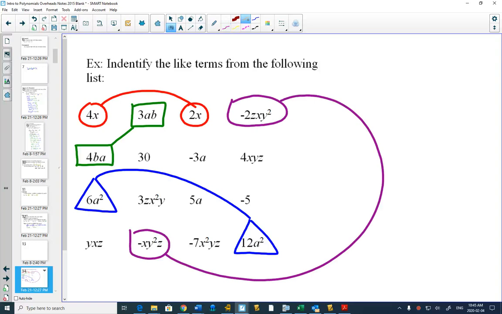Next color. No, I'm going with brown. Okay. Could have just said orange. -5 because it's the only other one without any variables.